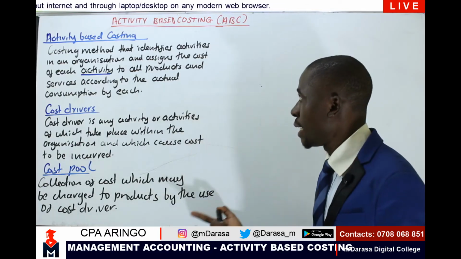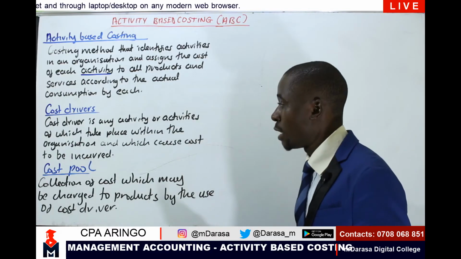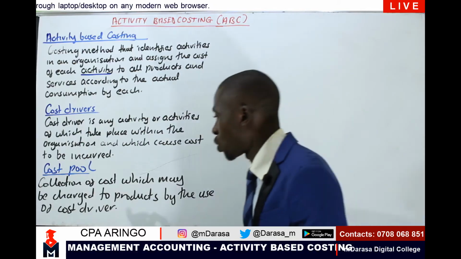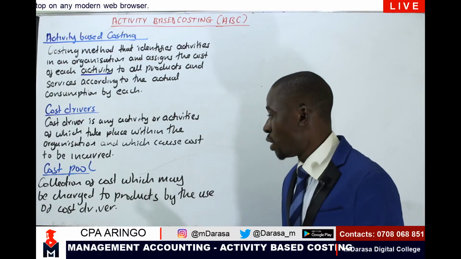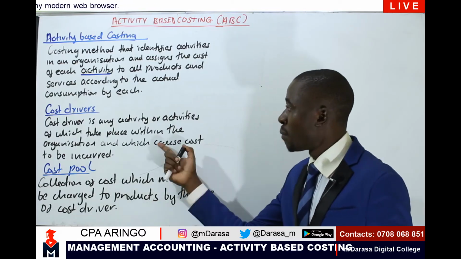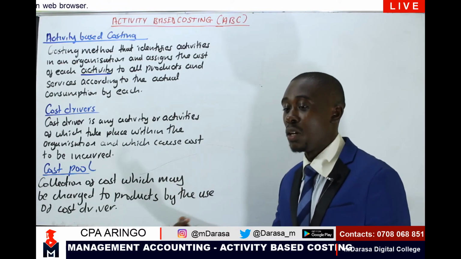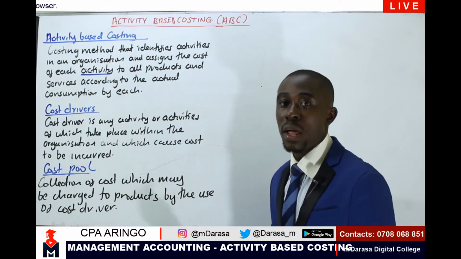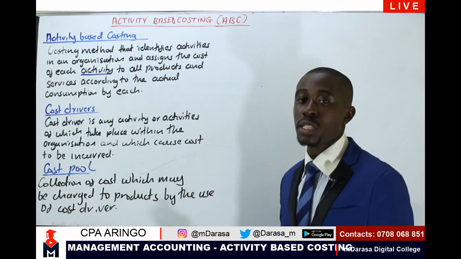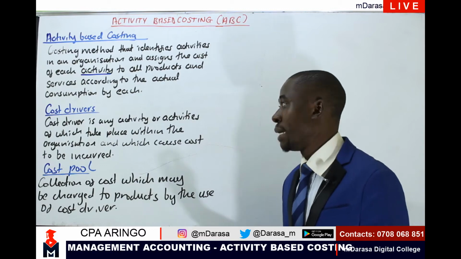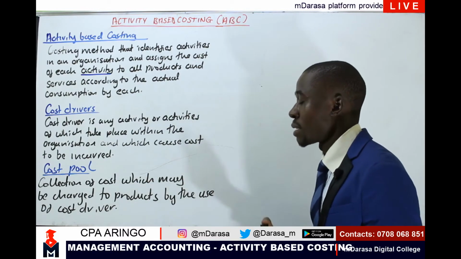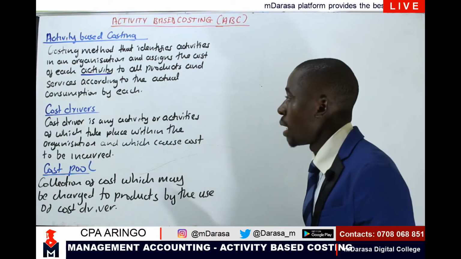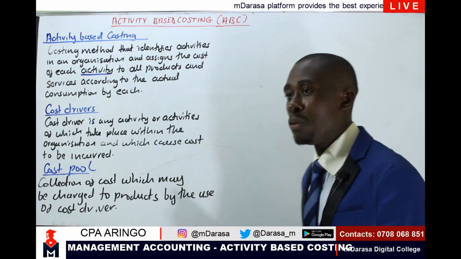So relating it with a cost pool, we are looking at a collection of costs which may be charged to products by the use of a cost driver. Remember, we said a cost driver is a basis of identification of our cost, the activity that will cause a cost to be incurred. So after we've understood these elements, you'll find that working out activity-based costing will be very simple for us.